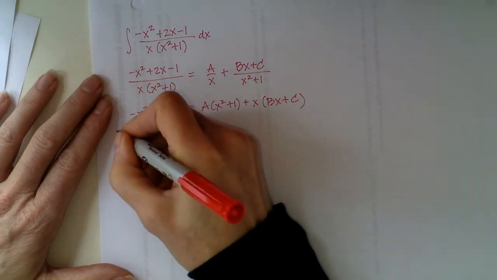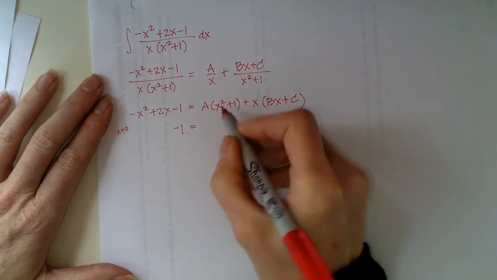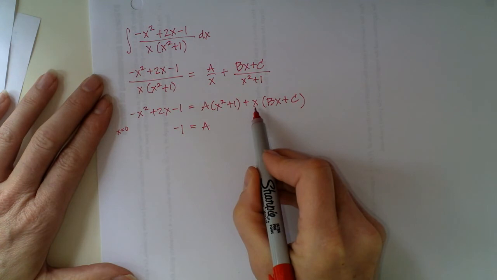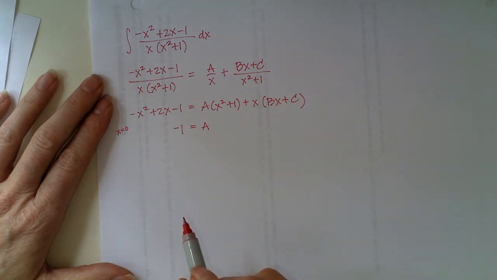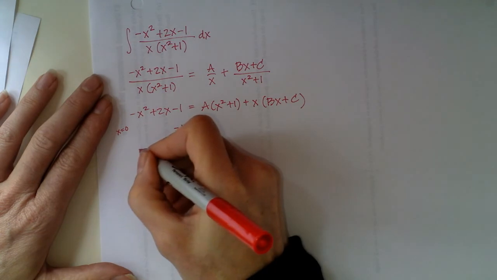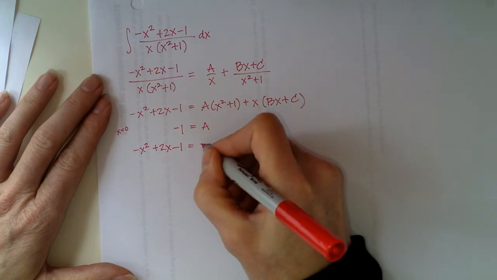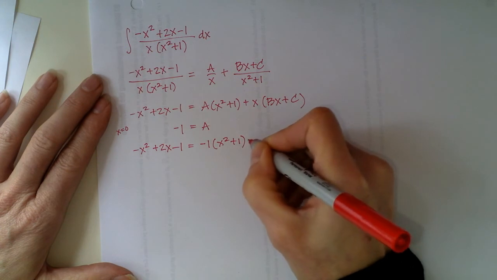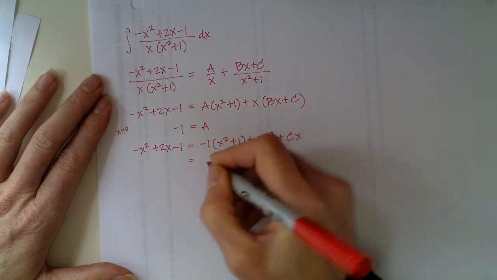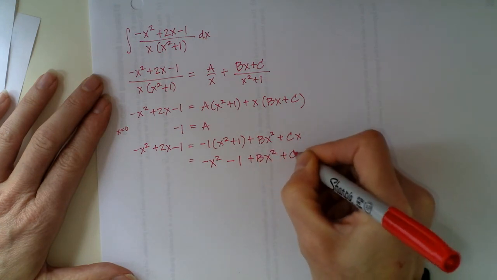So let's start by trying to make x equal to 0 and see what we get. If x is equal to 0, on the left we have a -1. On the right, if this x is equal to 0, we just have 1 times a. And if that x is equal to 0, all of the rest of this is gone. So we get that a is equal to -1. But now there's nothing else that we can choose to get everything else to drop out. So let's just see where we are. Negative x squared plus 2x minus 1 is equal to -1 times x squared plus 1 plus bx squared plus cx. So negative x squared minus 1 plus bx squared plus cx.